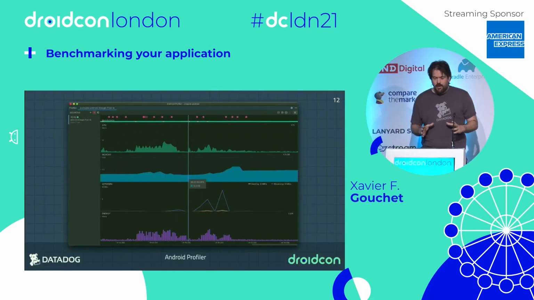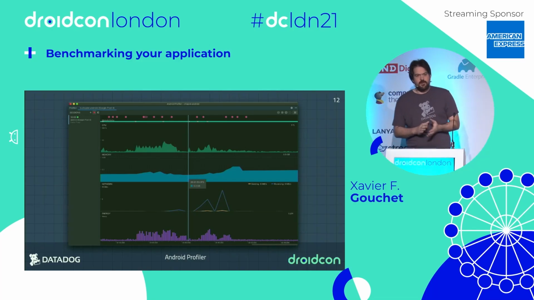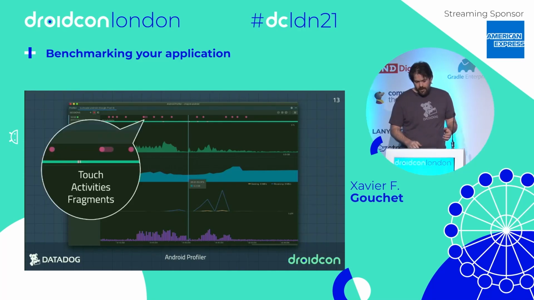So the Android Profiler, it wasn't there in the first version of Android Studio, and it's been greatly improved over the years, especially in the last years. And it's going to be able to connect to any device that's plugged on your workstation or any emulator that you're running. And it's going to give you a real-time graph of everything that's happening in there.